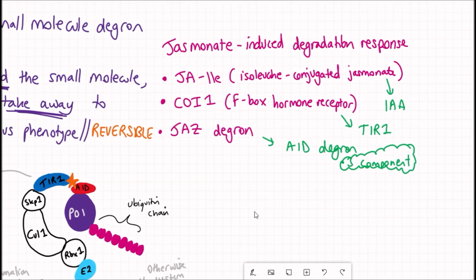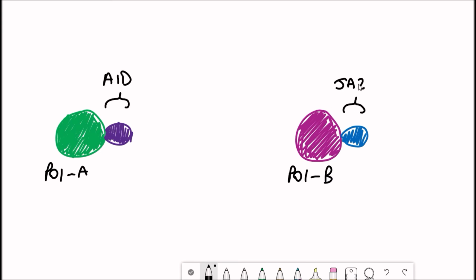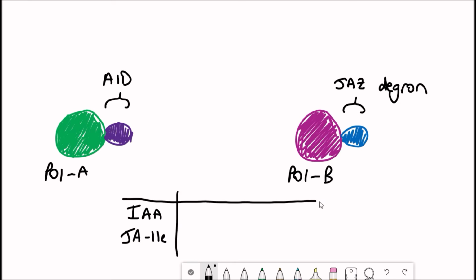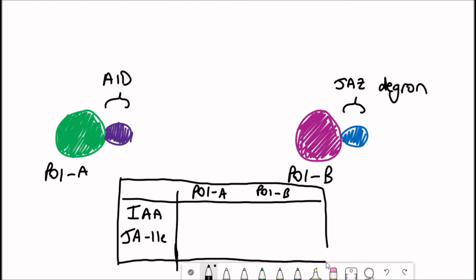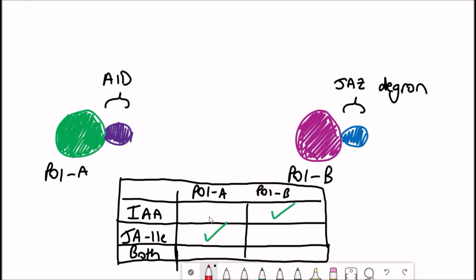So what they go on to show in this paper is that you can now use these two different degradation systems to control the protein levels of two proteins of interest. So let's say protein of interest A is fused to the Auxin inducible degron and protein of interest B is fused to the JAZ degron. Therefore, if I add Auxin to the cells, I should only deplete protein of interest A. Yet if I add jasmonate hormone, then I should only deplete protein of interest B. If I have both hormones together, both proteins should be depleted. And this is what they show in the paper to be correct, which is pretty awesome.